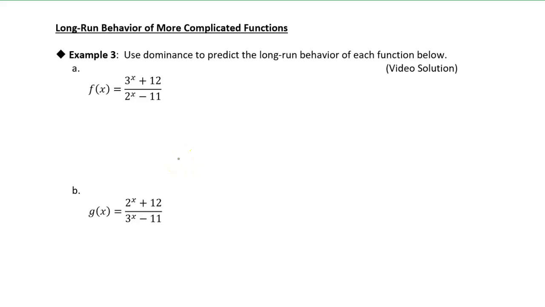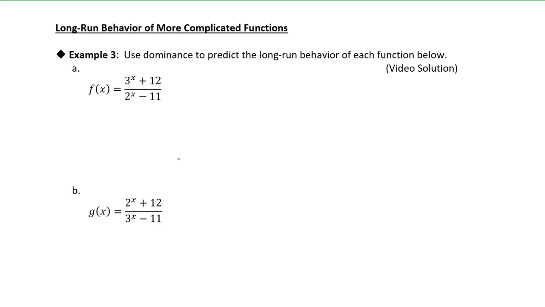All right, in this last example, we're going to again look at dominance to predict the long-run behavior of these functions. And so just like when you have a rational function with polynomials in the numerator and denominator, remember we looked at the highest power of x in the numerator and denominator because those dominate everything else in the long run. And we can do a similar thing with this.